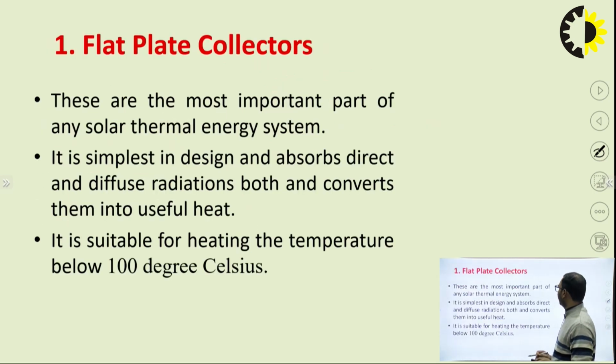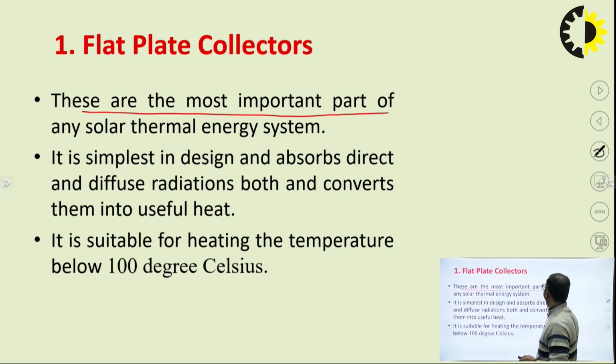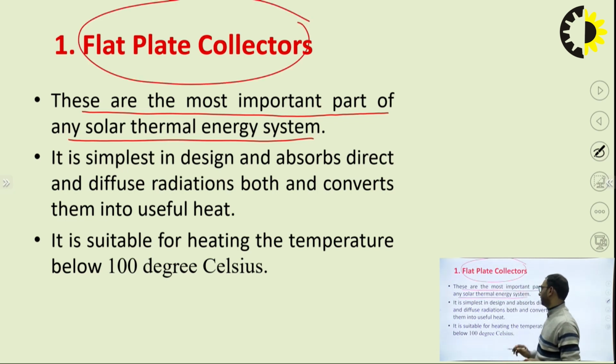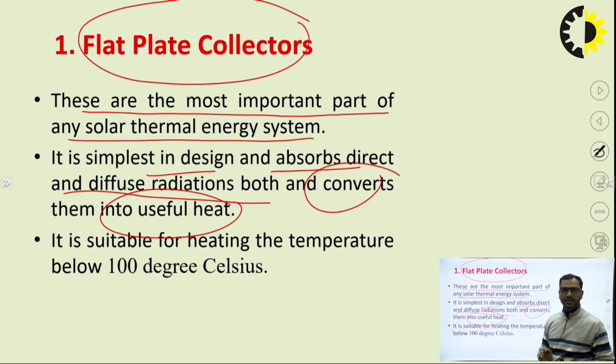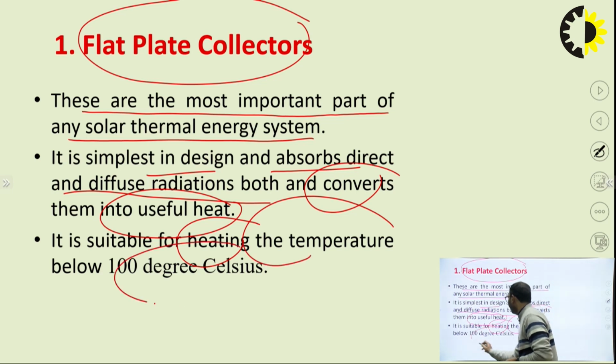What is flat plate collectors? So, these are the most important part of any solar thermal energy system, which is flat plate collectors. It is simplest in design and absorbs direct and diffuse radiation both and converts these radiation into useful heat. It is suitable for heating the temperature below 100 degrees Celsius.